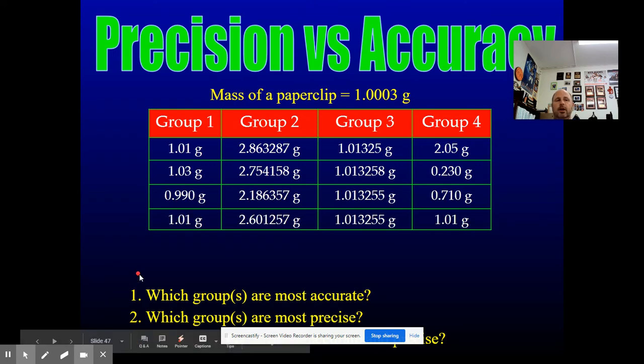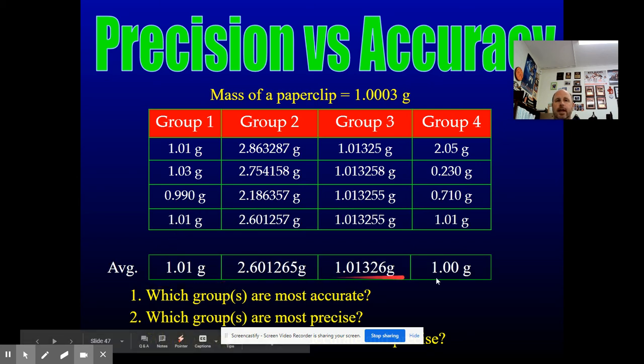Now, I'm not going to make you calculate the average, but I hope you know that you have to add these up and then divide by 4 to get an average. So when I click here, I get the average for all of these. So the average of group 1 is 1.01, group 2 is that, group 3, and group 4. So now, which group is most accurate?